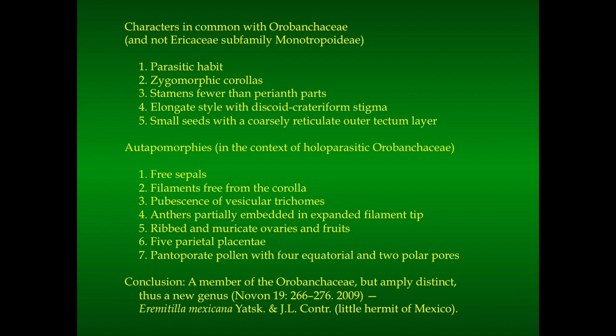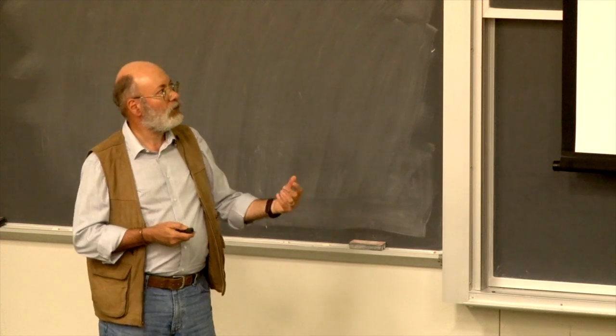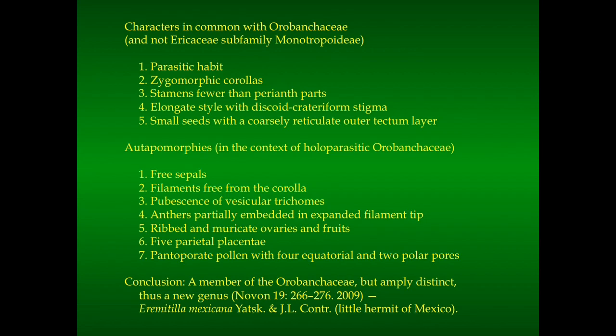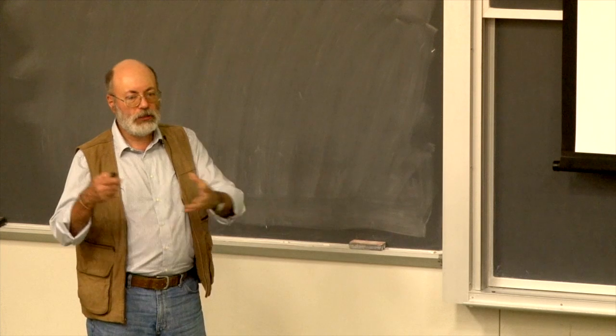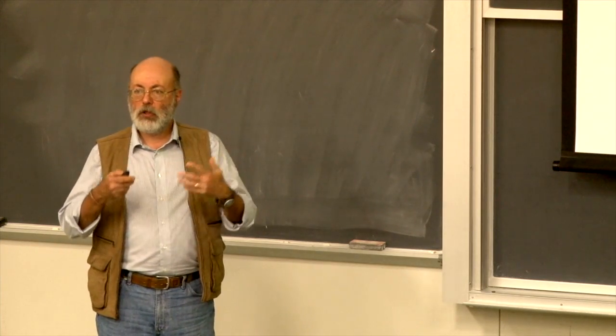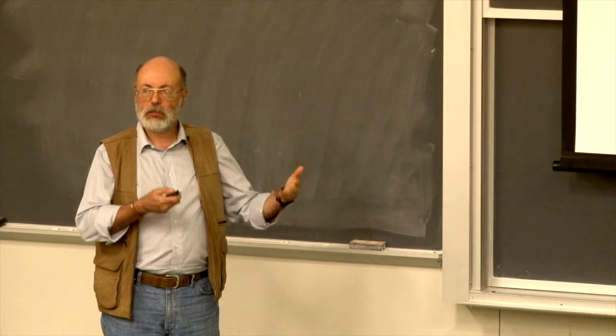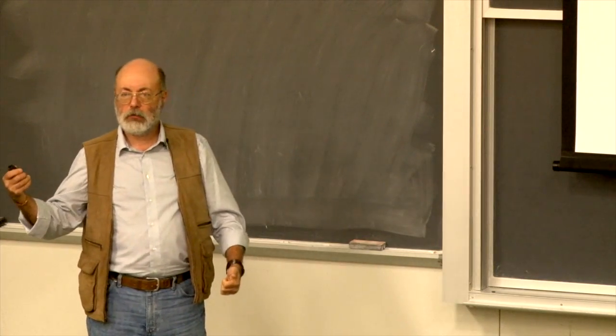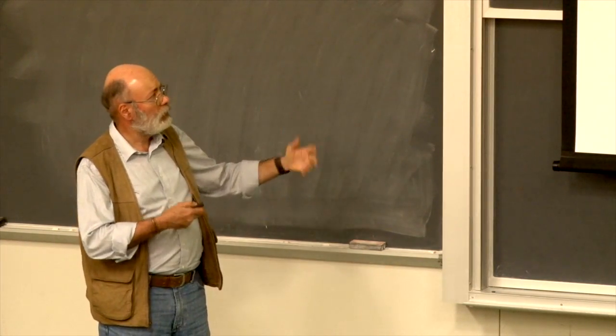It had this elongate style with this discoid stigma that was pinched in the middle, and that's not the characteristic of the Ericaceae. And it had these small seeds with that reticulate, that is that network of outer layer cells, which isn't found in the Ericaceae. So we had not just this hunch, but we had actual empirical evidence that this thing was a member of one family and not the other. And it wasn't just the habit.